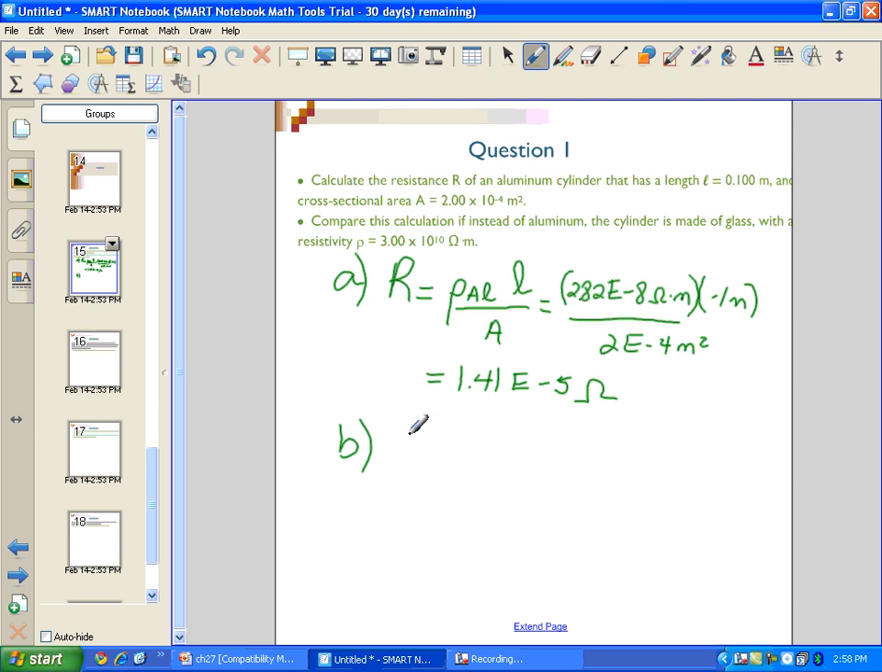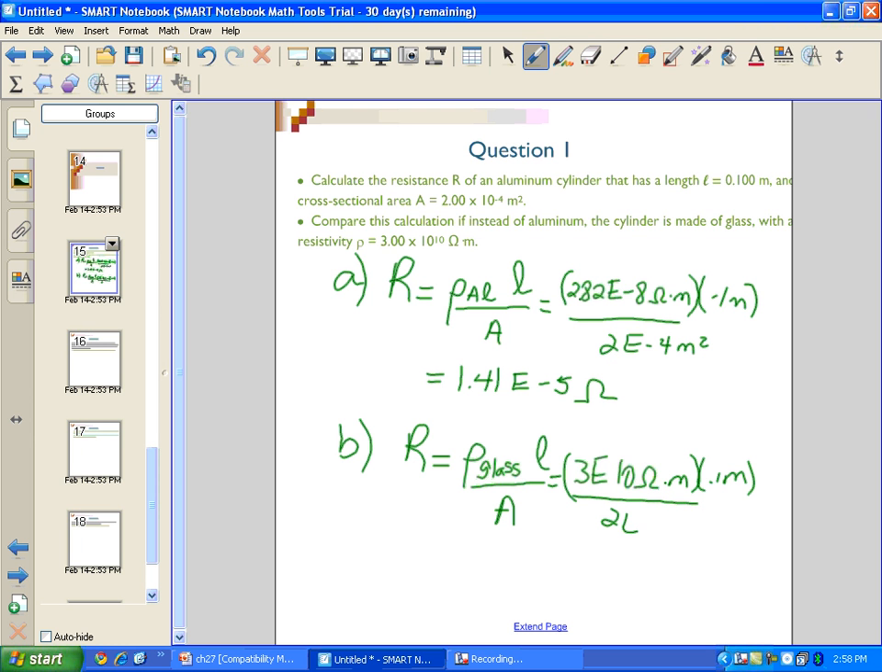If we now proceed to calculate the resistance for the same dimensions of length and area, but this time for the material which is glass, we find our resistivity is very much higher. In fact, 18 orders of magnitude higher. It's 3 e to the 10 ohm meters times 0.1 meter of length divided by 2 e to the minus 4 meters squared.